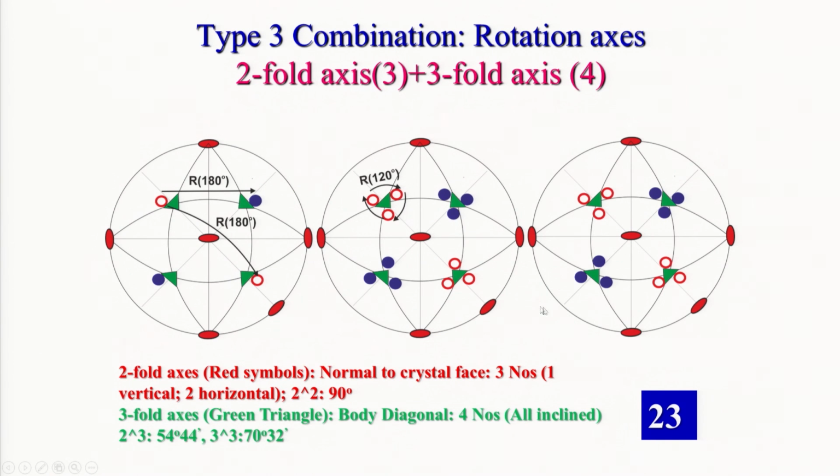Now, let us come to the last one here, where we are combining two-fold axial rotation with three-fold axial rotation. The two-fold axial rotations are 3 in number, and the three-fold axial rotations are 4 in number. As before, the only difference here is the two-fold axes, 3 in number: this one is vertical, that is the vertical diad, and these are the horizontal diads. And you have the positions of 4 inclined triads here, which are body diagonals.